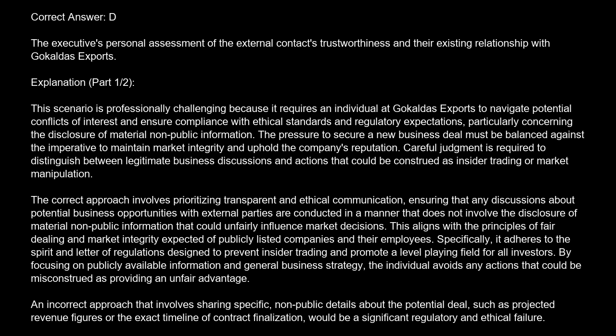The correct approach involves prioritizing transparent and ethical communication, ensuring that any discussions about potential business opportunities with external parties are conducted in a manner that does not involve the disclosure of material non-public information that could unfairly influence market decisions. This aligns with the principles of fair dealing and market integrity expected of publicly listed companies and their employees. Specifically, it adheres to the spirit and letter of regulations designed to prevent insider trading and promote a level playing field for all investors. By focusing on publicly available information and general business strategy, the individual avoids any actions that could be misconstrued as providing an unfair advantage.